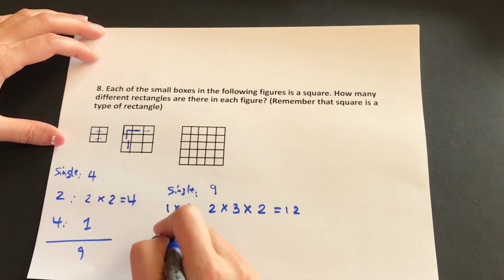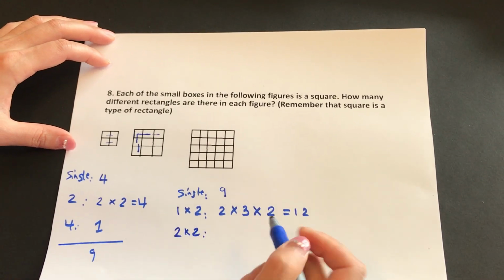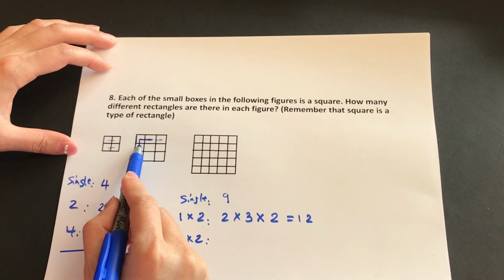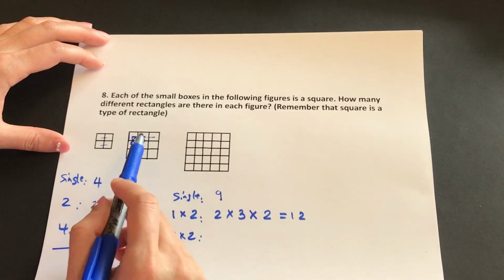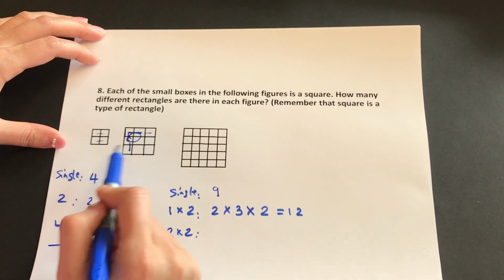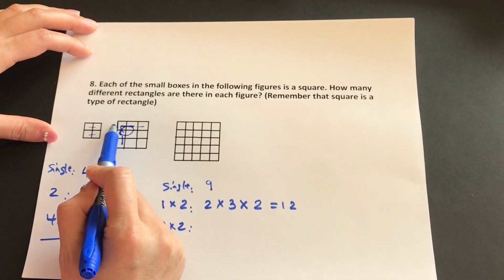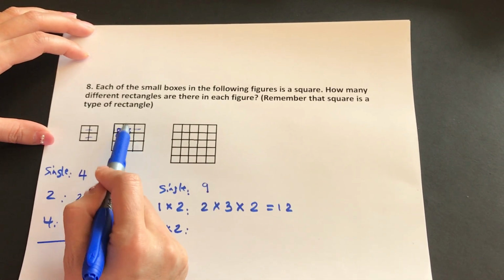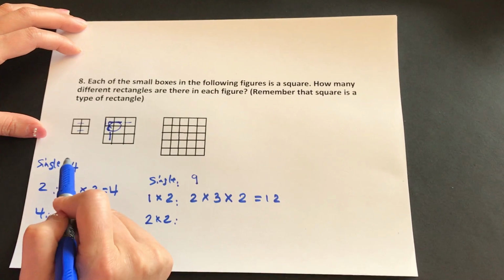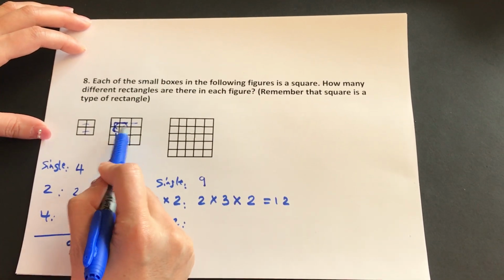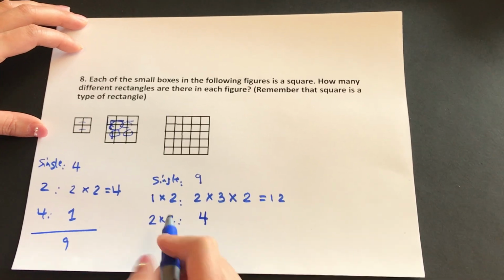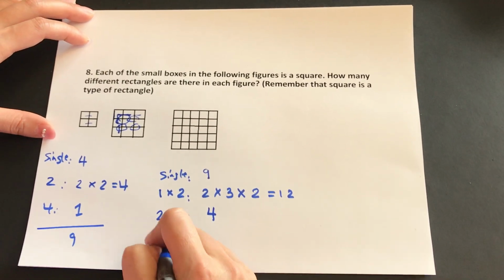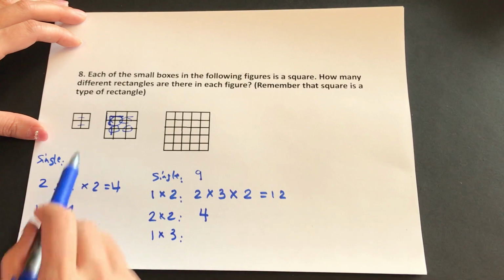We can also have 2 by 2, meaning we have 2 on the vertical and 2 on the horizontal, like this way. Remember, for this one, horizontal and vertical are the same. Whether you look at it this way or that way, these squares are the same. So we have 1, 2, 3, and 4. We only have 4.